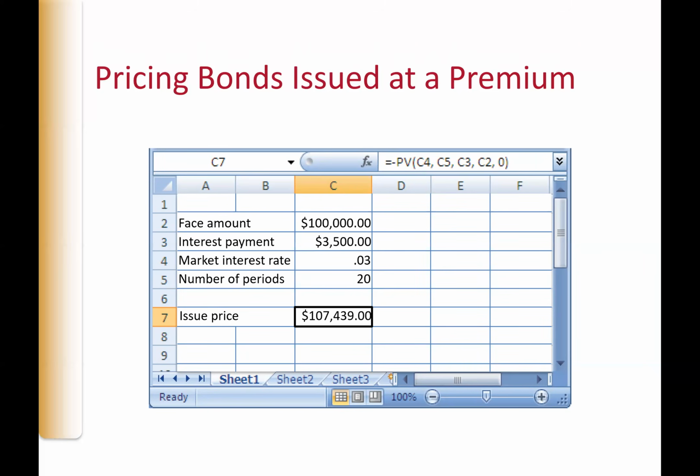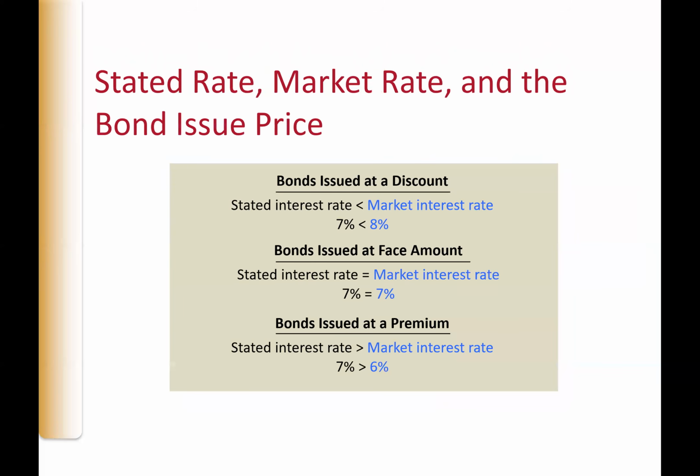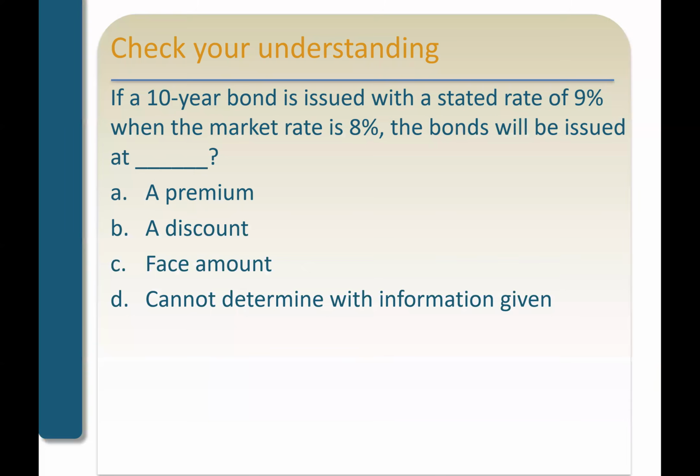So we talked about the different ways of calculating this by using Excel or using the annuity tables. And this is a real key here. Know this. Know that when the bonds are issued at a discount is when the stated interest rate is less than the market rate. Know that when bonds are issued at a premium, the stated rate is greater than the market rate.